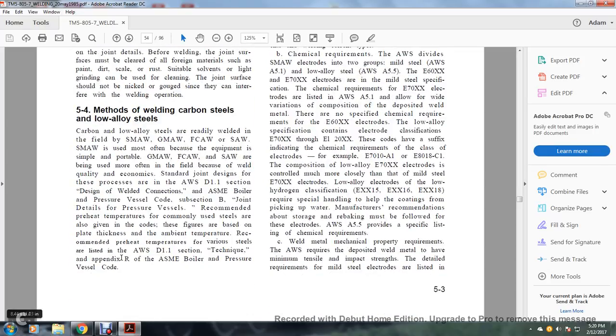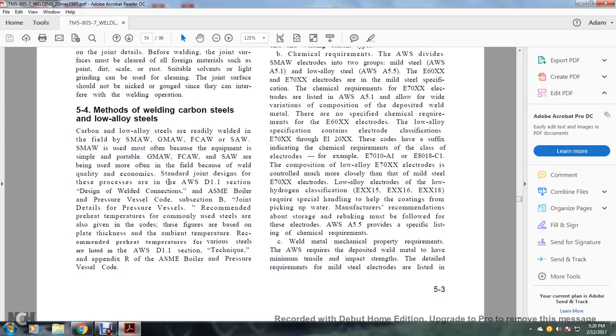5.4, methods of welding carbon and low alloy steels. Carbon and low alloy steels are readily welded in the field with shielded metal arc welding, gas metal arc welding, flux core arc welding, and submerged arc welding. Shielded metal arc welding is used often because the equipment is simple and portable. Gas metal arc welding, flux core arc welding, and submerged arc welding are being used more often in the field because of weld quality and economic standards.